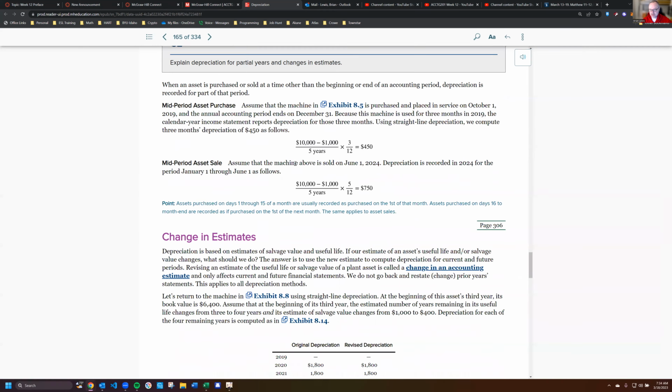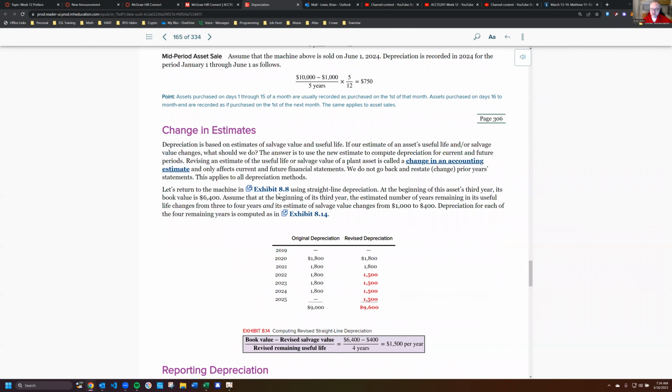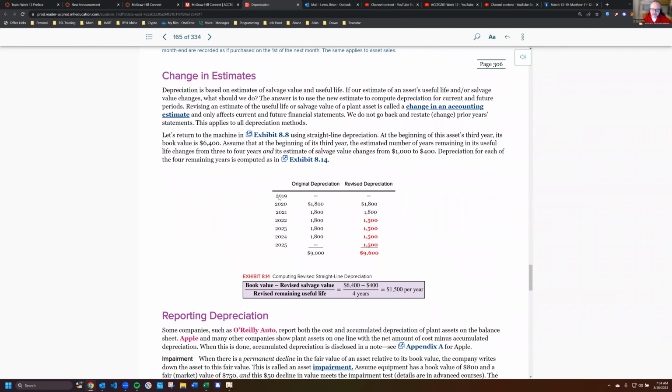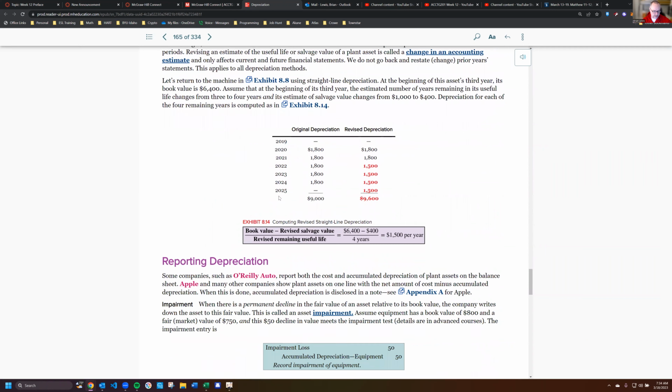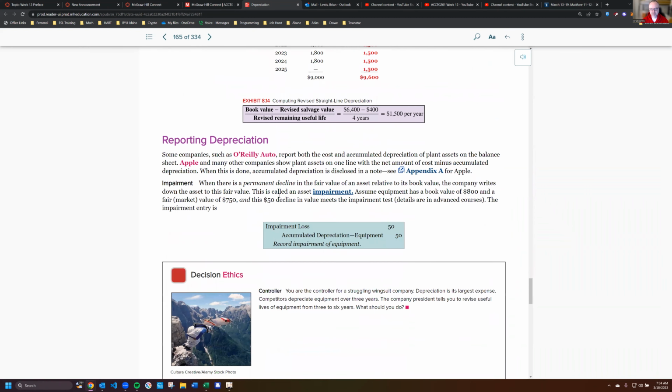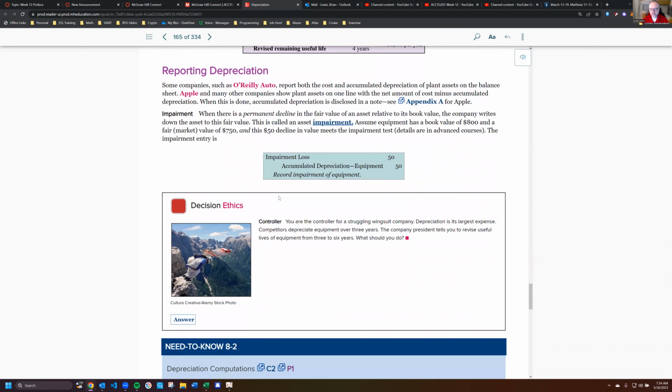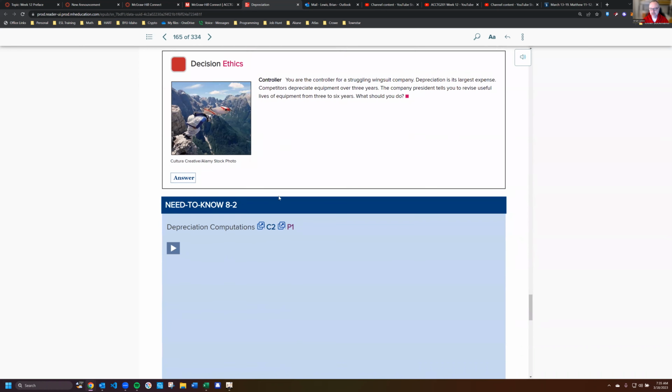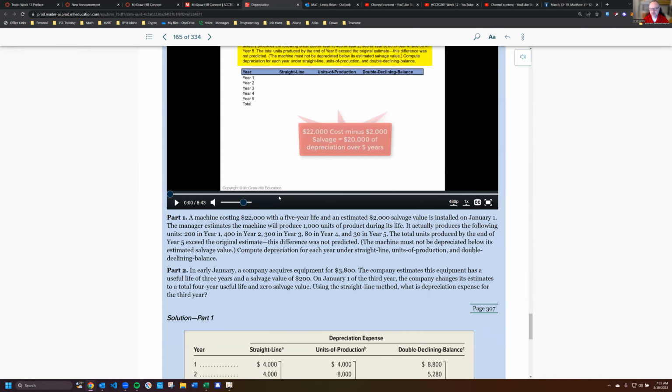And then you have changes in estimates. Anytime you change an estimate in terms of, let's say, useful life, or let's say you did, like on the ethics assignment, a repair, so it's going to extend the life, it's going to add to its overall value, you have to modify that as well. Okay. All right. That's a quick review of that.